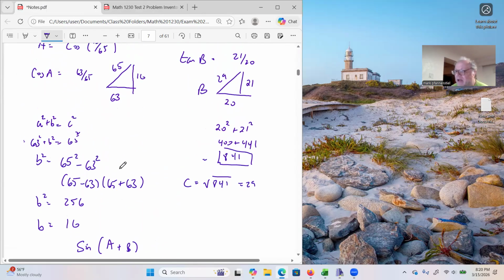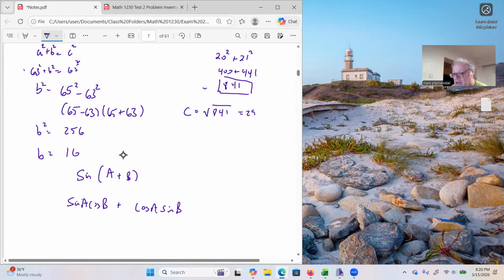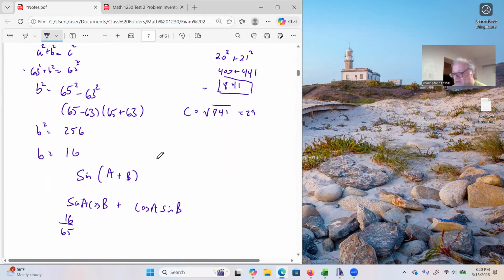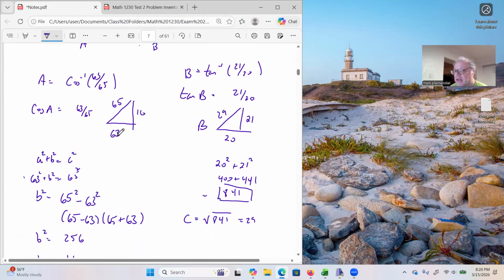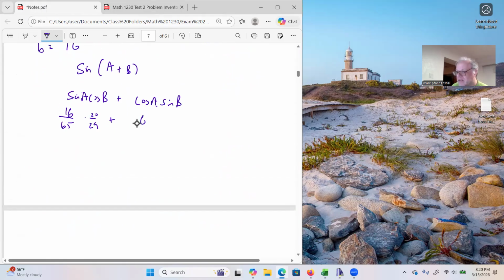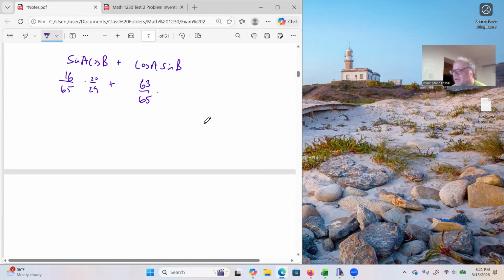Looking at triangle A, what is the sine of A? That's going to be 16/65. So this is 16/65, and then we need the cosine of B, which is 20/29. Plus, and now we have to do the cosine of A. That's this first one over here, and that's going to be 63/65. Times, and here we have the sine of B. So the sine of B is going to be 21/29.